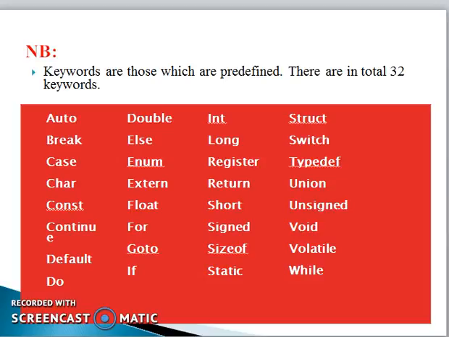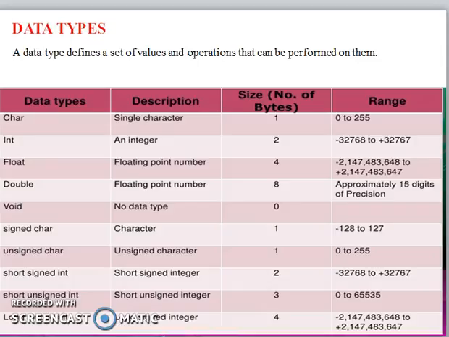Okay, so there are in total 32 keywords which are defined in this way. You can see in the presentation that it starts with auto, then break, case, char, const, continue, default, do, double, else, enum, extern, float. Keywords means they are already defined by the developer itself. So you cannot change the name, or you cannot change any of the letters.